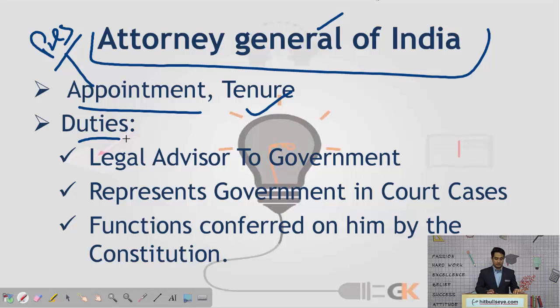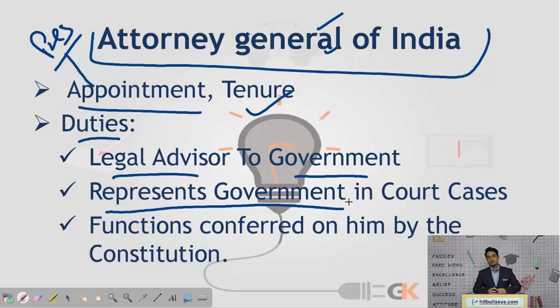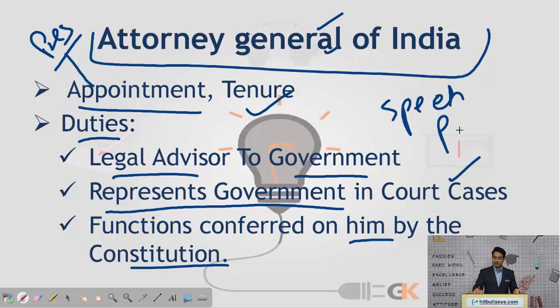The main duties of the attorney general of India are: he is a legal advisor to the government. If there are certain legal issues on which the government wants some information, then the attorney general provides them with such information. He is the representative of the government in court cases, and any such function that is conferred on him by the constitution. Now, the attorney general is the only person who has the right to give a speech in parliament without being a member of either of the houses. So this is the only person who has such a power.